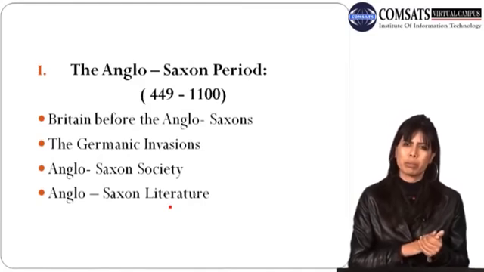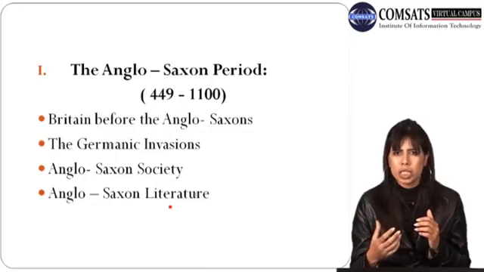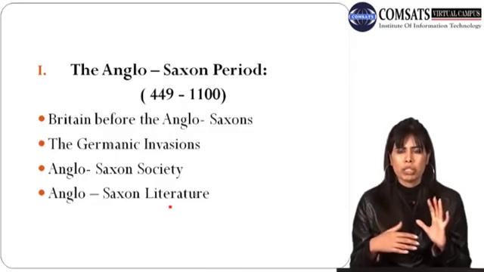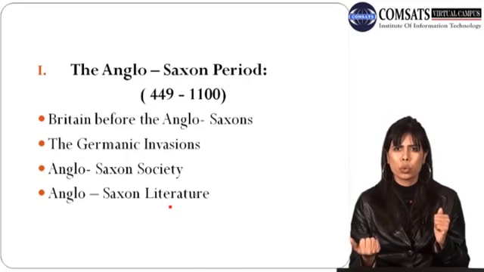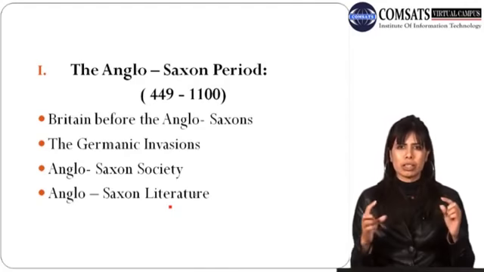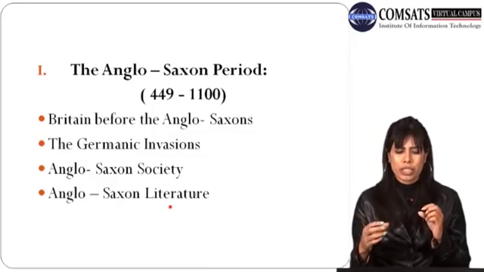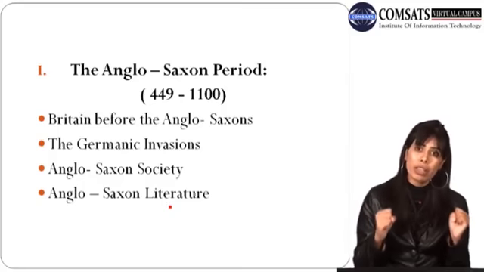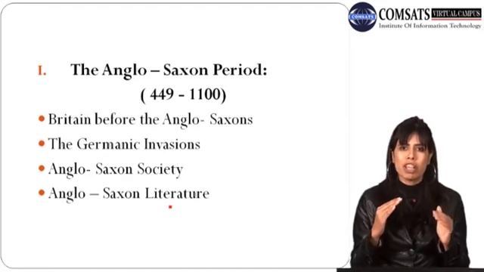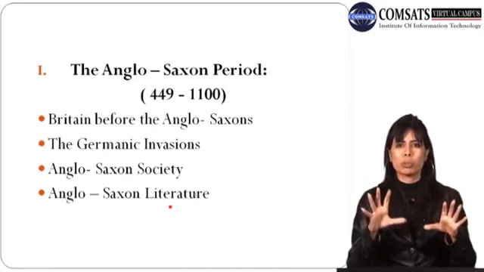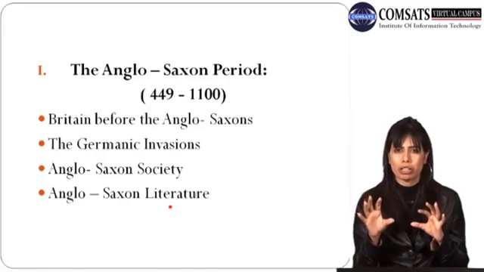Let me briefly guide you about who the inhabitants of Britain were before the Anglo-Saxon period. The Celts were the inhabitants of that time, about whom very little is known. I'll guide you about Britain before the Anglo-Saxon period, then the Germanic invasions, then Anglo-Saxon society, what kind of society they had at that time, and then we'll gradually move towards Anglo-Saxon literature. Our focus would be on the Anglo-Saxon period, and we'll spend a full-fledged lecture on it.